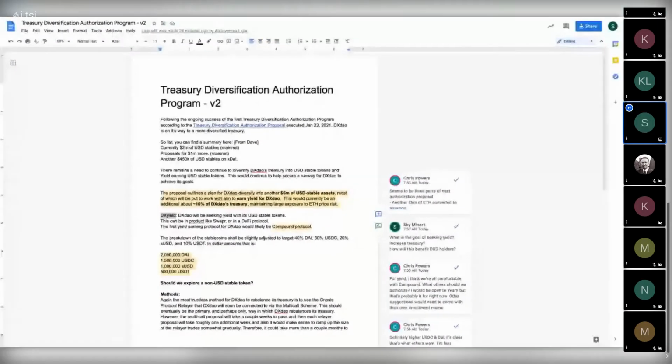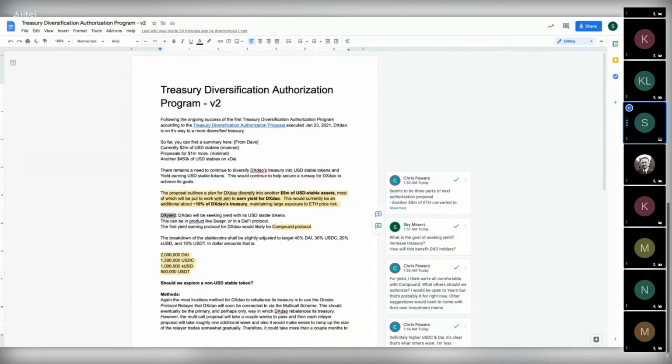I will share my screen. So the first treasury diversification, you guys can see this, right? The first treasury diversification proposal was drafted and put onto, I think we did it as a signal proposal on DXdao, maybe mainnet, I'm not sure, but it was passed and then we started executing it.